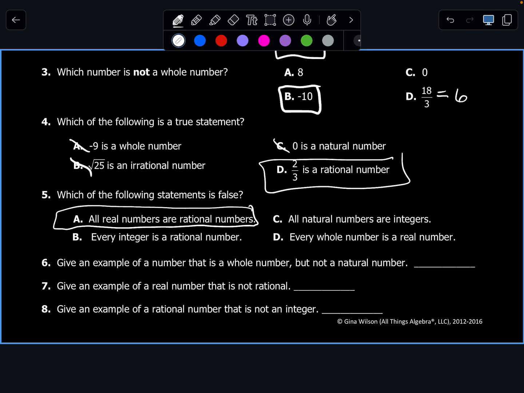Give an example of a number that's a whole number, but not a natural number. 0. Give an example of a real number that is not rational. 5. Rational that is not an integer. 1 over 3. It is a fraction.